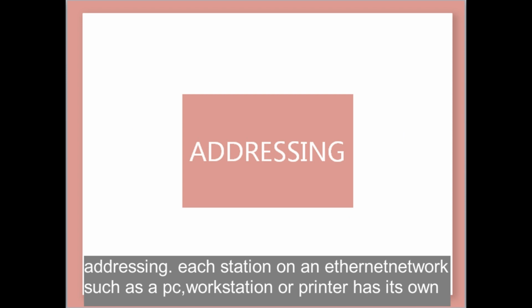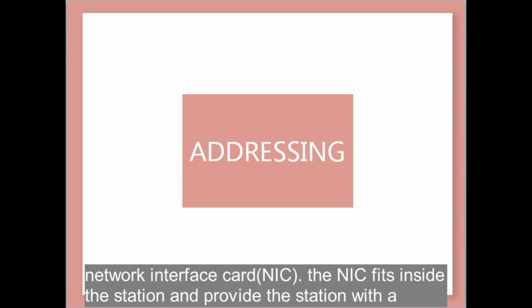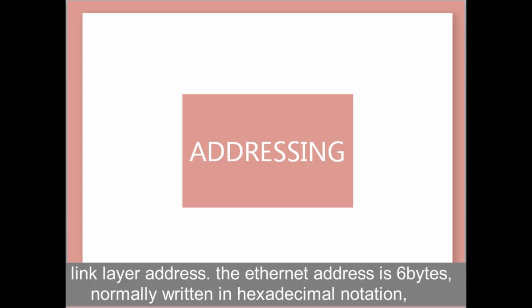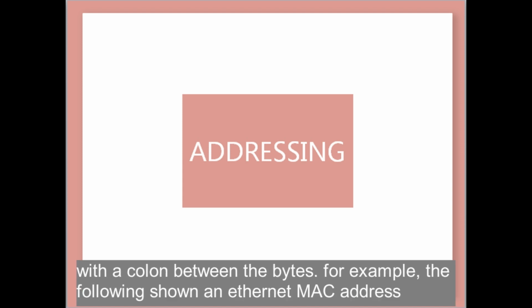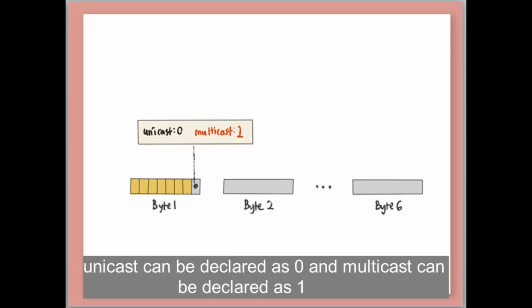Addressing. Each station on an Ethernet network, such as a PC, workstation, or printer, has its own network interface card. The network interface card fits inside the station and provides the station with a link layer address. The Ethernet address is 6 bytes, normally written in hexadecimal notation, with a colon between the bytes. For example, the following shows an Ethernet MAC address. Unicast can be declared as 0 and multicast can be declared as 1.